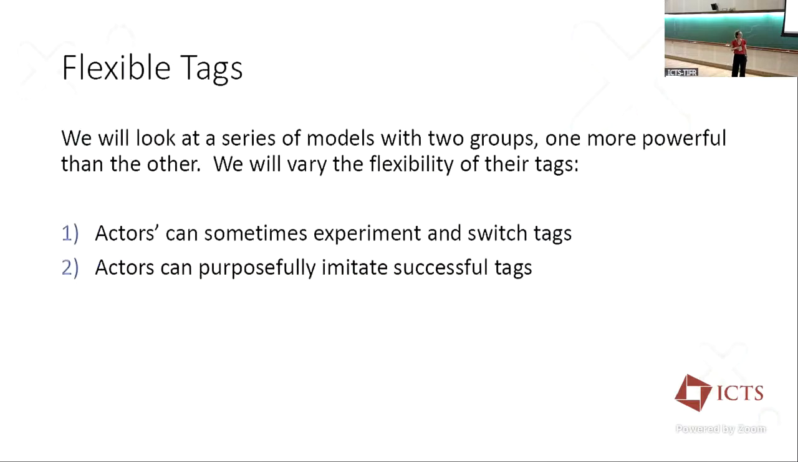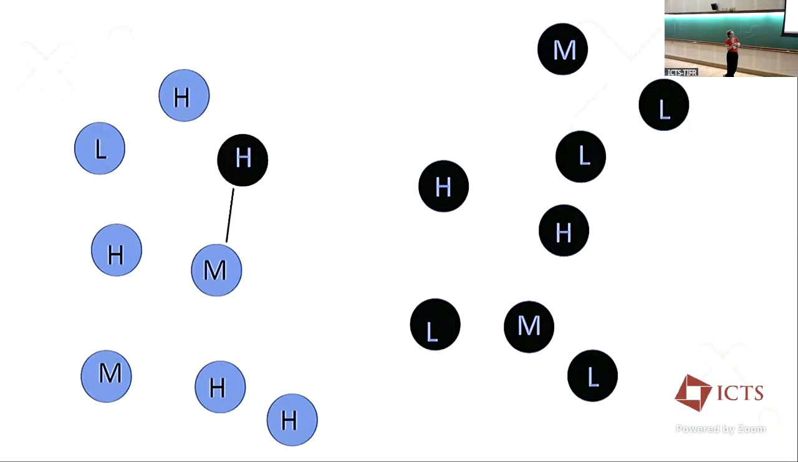Then the next thing we added was the idea that actors could purposefully imitate successful tags from an in-group member. So if an in-group member has experimented and flipped to a new tag, when you do your imitation, we look at your payoff, you look at my payoff, yours is higher, and I choose to imitate you. I don't just imitate your strategy, I also adopt your tag. So if this agent pairs with that one and that one's doing well, then they update to have the same outgroup tag. So those are the first two variations we look at.